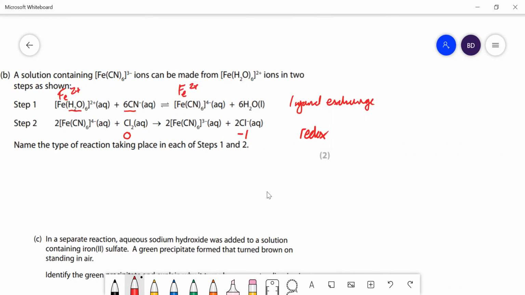Incidentally, the chlorine's being reduced, something else is being oxidized. And if you look, it's the iron ion, because here it's a +2 oxidation state. And here we've got 3-, then 6-, so there must be 3+ there. So the iron ion has been oxidized by the chlorine. It's a redox reaction.